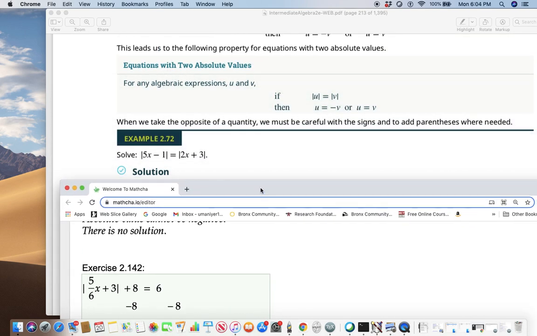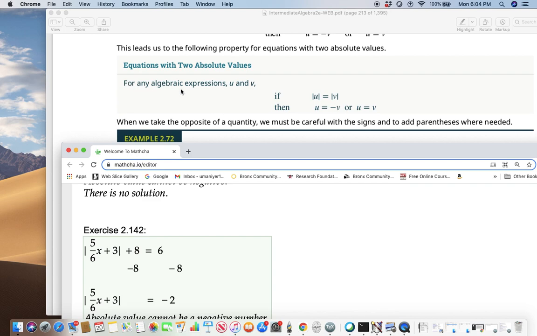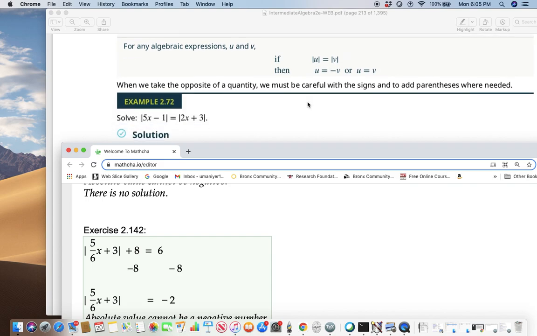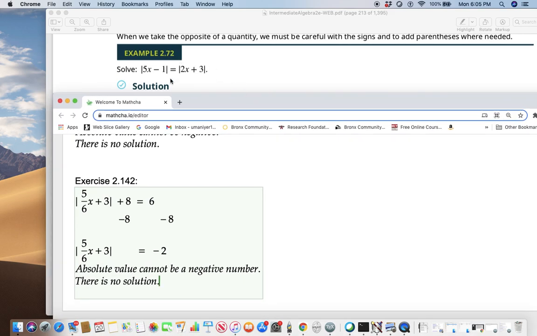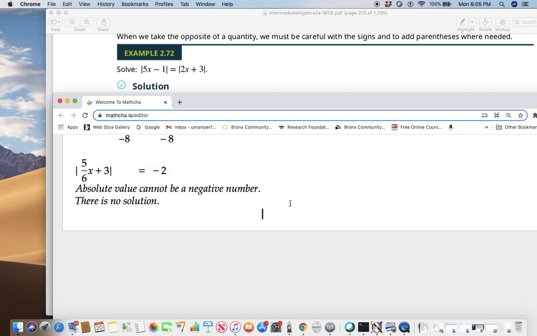Equations with two absolute values. For any algebraic expressions u and v, if absolute value u equals absolute value v, then u equals -v or u equals v. For example, let's look at example 2.72.